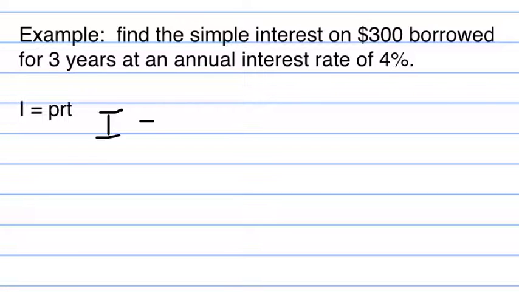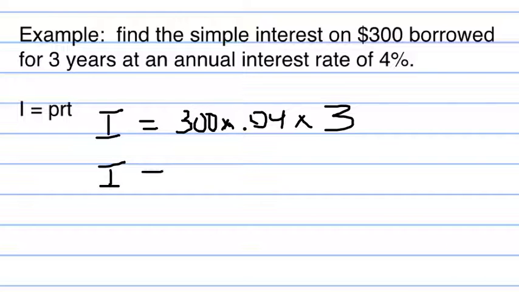I equals the principal amount, which is 300, times the rate, which I have to change to a decimal, 2 places to the left, 0.04, times the number of years, which is 3 years. When I multiply that out, I get that the interest equals $36. So for me to borrow $300 for 3 years, it's going to cost me $36. That's the amount that I need to pay the bank.